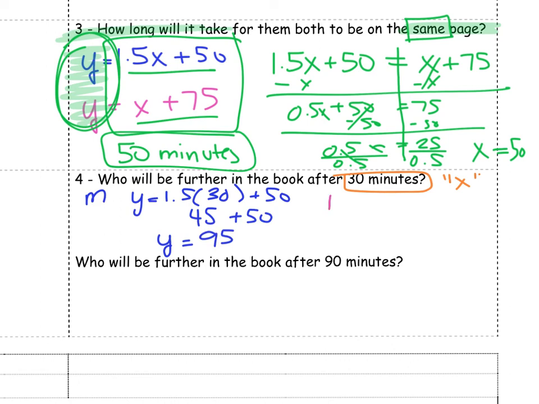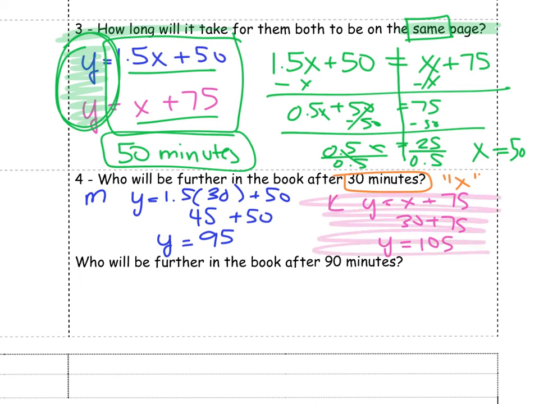Miss Kennel, on the other hand, her equation was y equals x plus 75. So plug in 30 plus 75. Miss Kennel is going to be on page 105. Who's going to be further? At this point, Miss Kennel would be further. But let's check after 90 minutes. Once again, minutes is an x value, and we are going to plug it in for Miss Morose and Miss Kennel. For Miss Morose, y equals 1.5 times 90 plus 50.